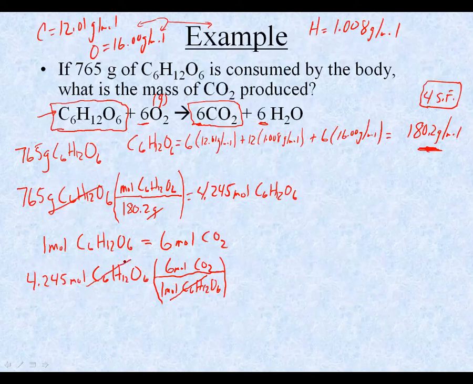And that's going to allow us to get from there to our product, what we're interested in this case, which is CO2. So we're going to multiply that number by 6. And when we multiply it by 6, we end up with 25.472 moles of CO2. So that was the stoichiometry part. Any questions up to that point?